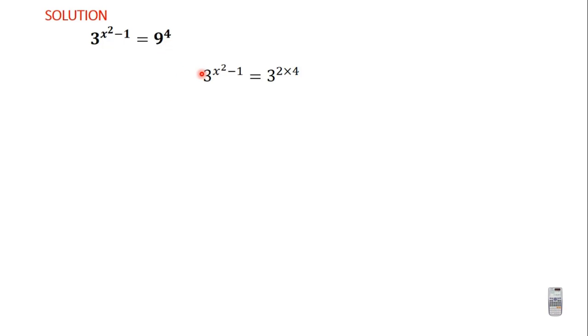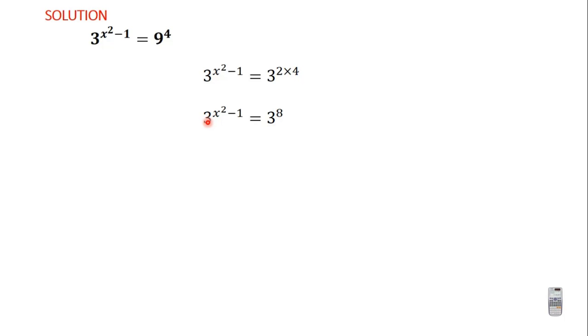So we have 3 exponent s squared minus 1 is equal to 9, which is 3 exponent 2, times 4, because we already had a raised to the power 4 here. This will give us 3 exponent s squared minus 1 is equal to 3 exponent 8, because 2 times 4 is 8.